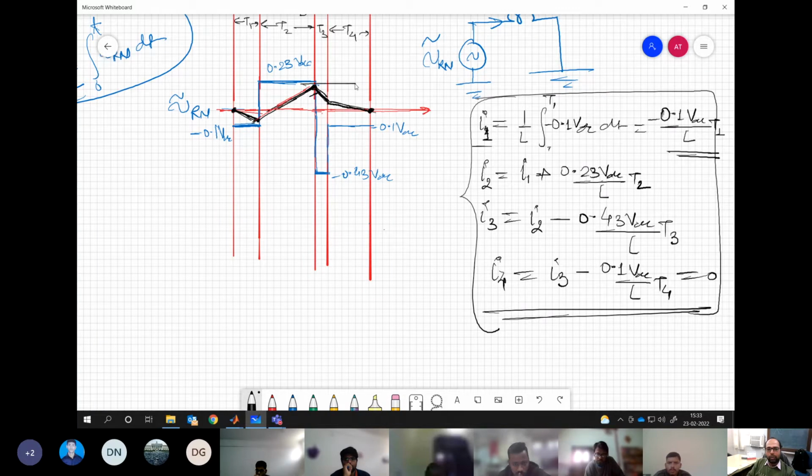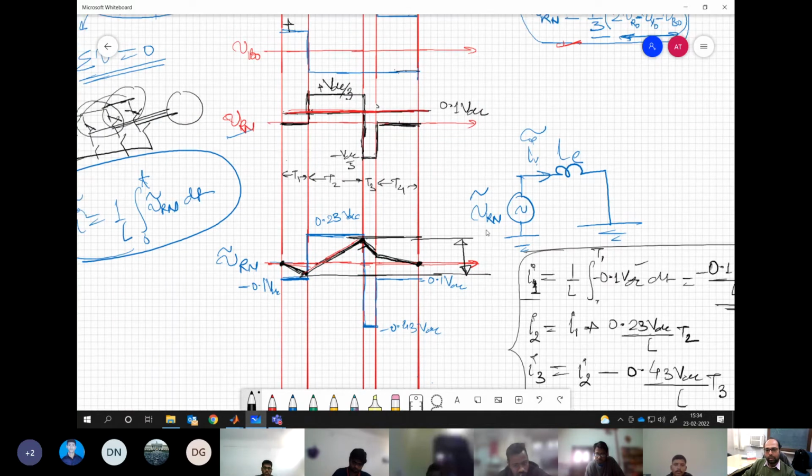And the peak to peak ripple will be this. And these values are computed. T1, T2, T3, T4 are also computed. Every interval is now computed on the basis of modulating signals. How do you compute these T1, T2, T3, T4? Again, we can go back to our similar triangle method.